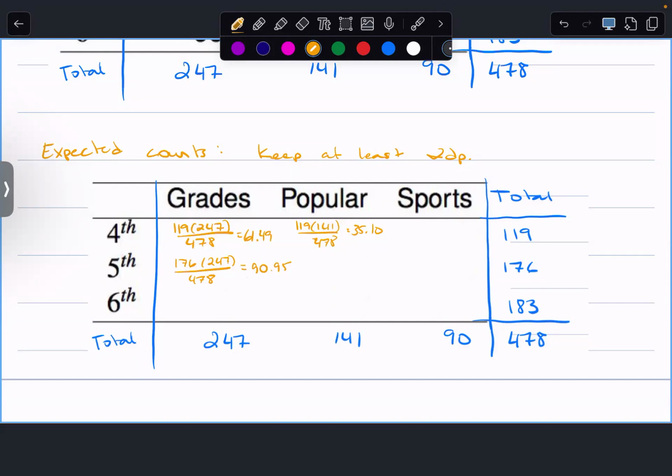90.95. And then if we kind of hit the gas here, 119 times 90 divided by 478, I get 22.41. 176 times 141 divided by 478, 51.92. 76, boring, times 90 divided by 478, 33.14. Last, 183 times 247 divided by 478, 94.56.